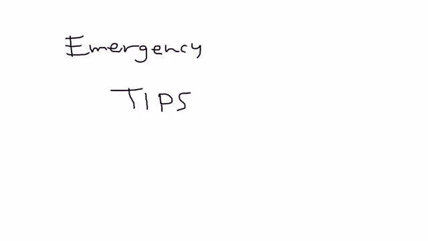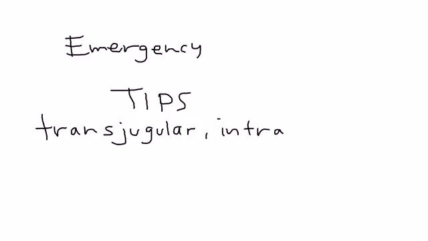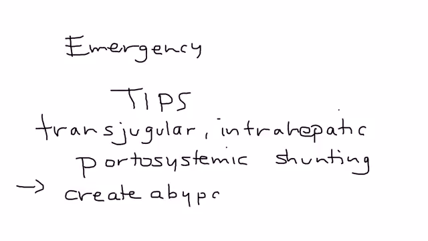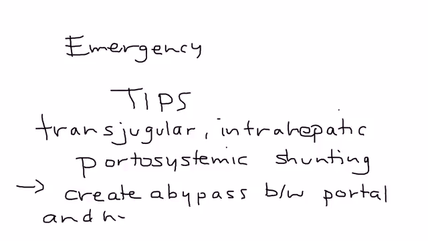procedure known as TIPS. And TIPS stands for transjugular intrahepatic portosystemic shunting. Now what this means is that this is a procedure that is done to create a bypass between the portal and hepatic venous circulations.